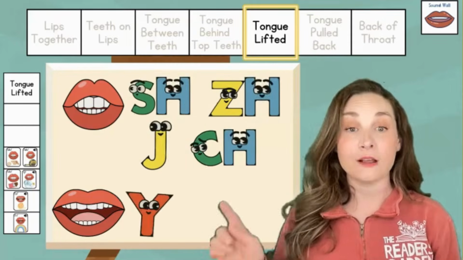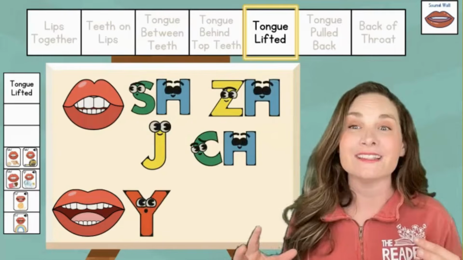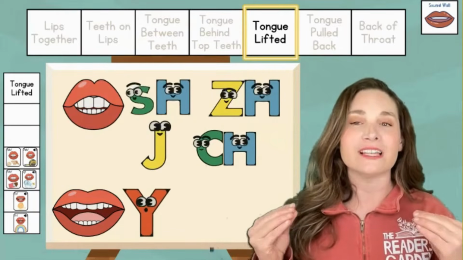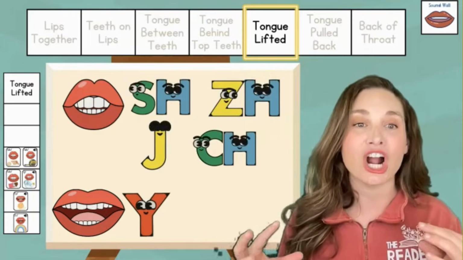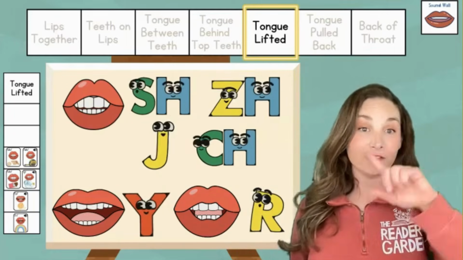The ch sound, like in chocolate, also uses the tongue lifted, but the air is blocked briefly before it's released in a burst. Now for that other mouth shape, for the y, as in yarn, the tongue is lifted in a way that lets the air flow with just that little extra y sound. Yarn, yarn, yarn.